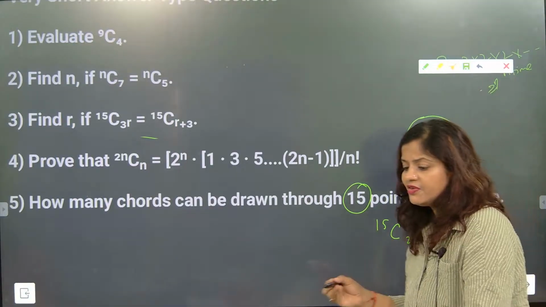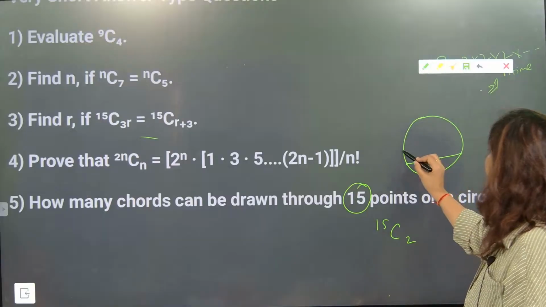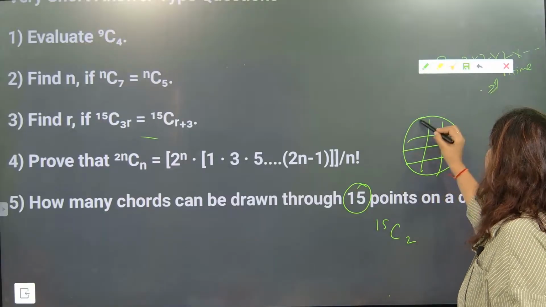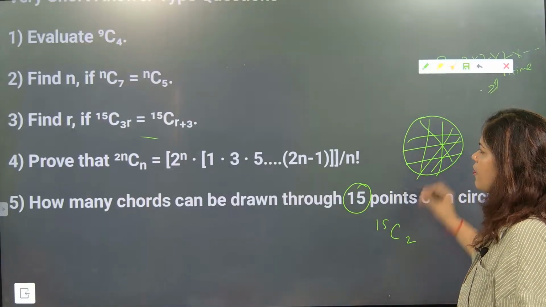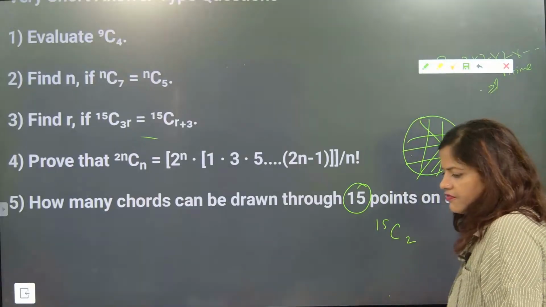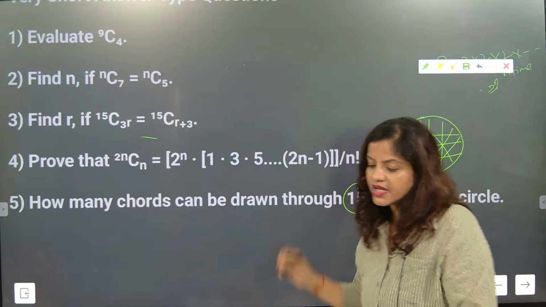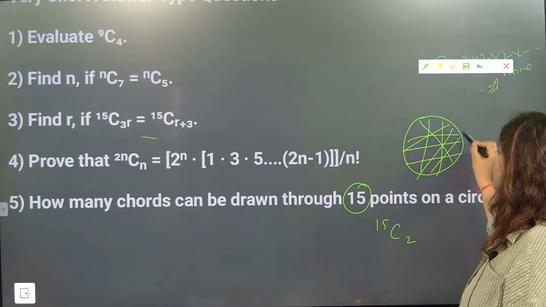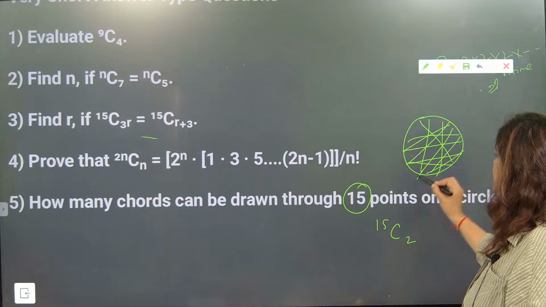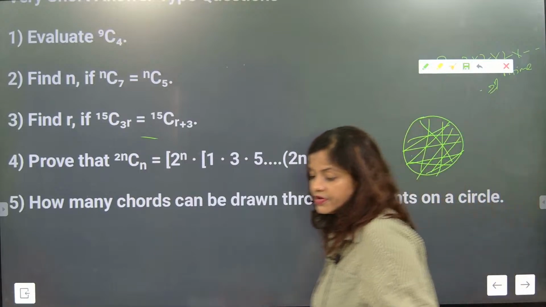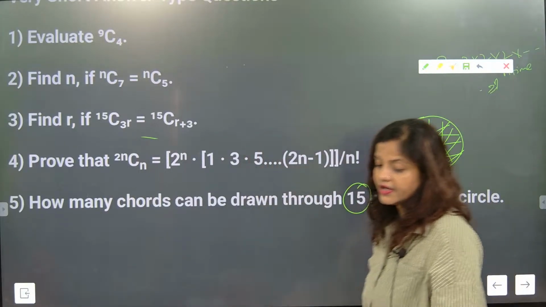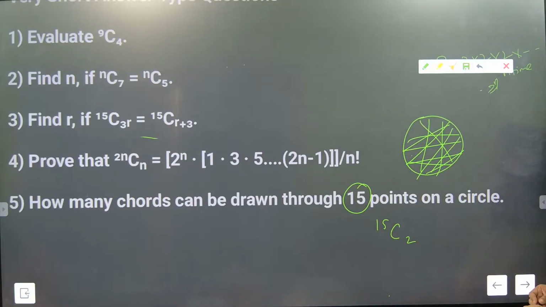Now beta, we need not arrange it so that it should be a diameter. It can be anywhere like this. I will take 15 points in a circle, and the chords can join like this, like this, like this. So definitely with 15 points, chords can be drawn like that. So till here, these 2 marks questions are done.